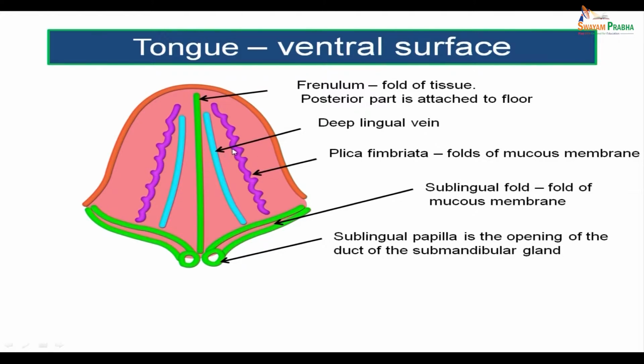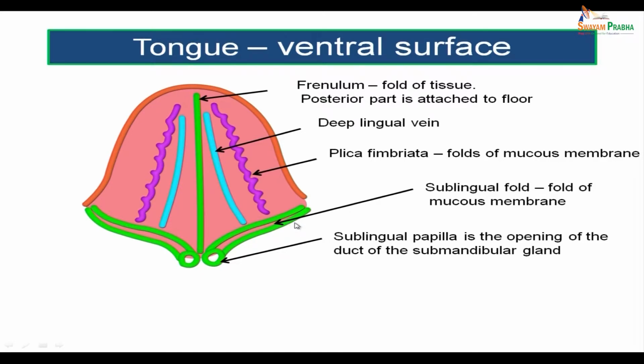The deep lingual vein, if you see, is present lateral to the frenulum, and most of the time the mucous membrane is so thin that the darkish blue discoloration of the lingual veins is seen on either side of the frenulum. Further laterally, you have a fold of mucous membrane which is called the plica fimbriata. These are seen on either side of the deep lingual veins. If you look posteriorly, there is a fold which is seen here. This is the sublingual fold. It is a fold of mucous membrane which runs and covers the submandibular duct. What is the other name for the submandibular duct?